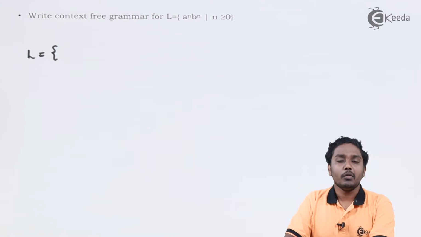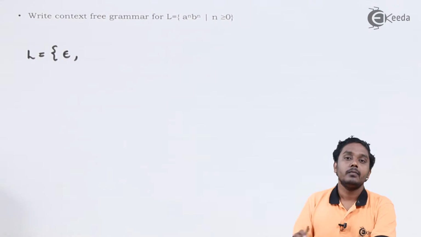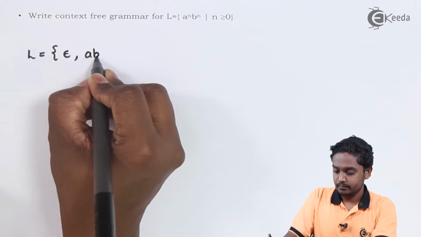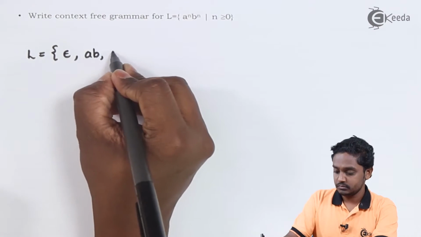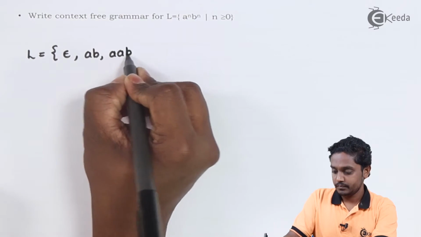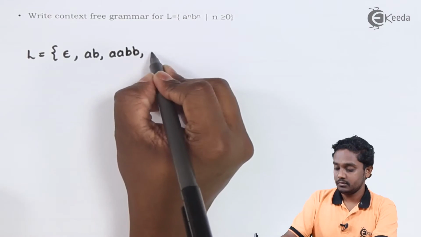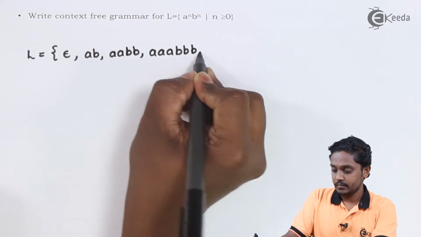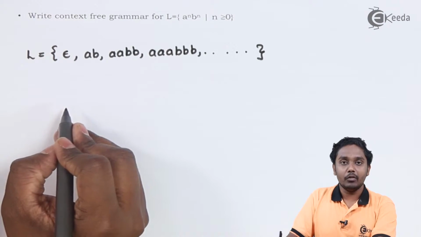The smallest string possible over here is epsilon. Then comes ab. Then comes 2 A's followed by 2 B's. Then come 3 A's followed by 3 B's. And so on. So we know that we have to generate a B along with every A.